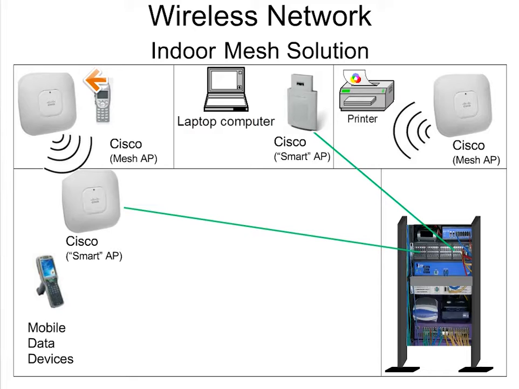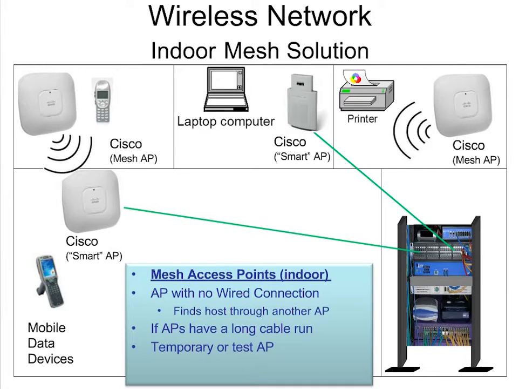Now, what if the mesh AP is out of range of the nearest wired AP? What you can put in between the two is what's called a bridge AP. It's another access point that sort of bridges the gap between the far one and the near one. And now you have AP talking to AP, talking to AP, talking to host. And it's great for long cable runs, temporary locations, test access points. There are a lot of reasons for indoor mesh wireless solutions.